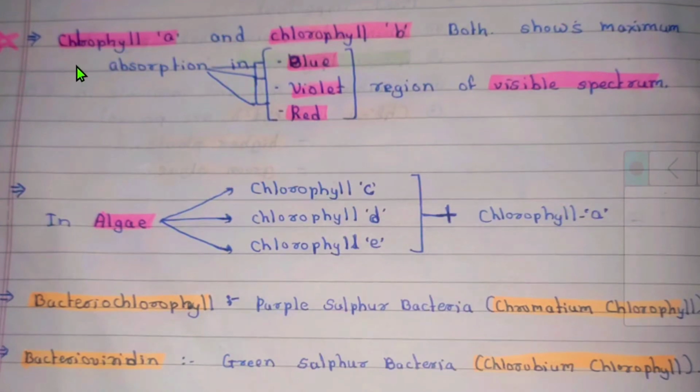About some important information, general knowledge. Chlorophyll A and chlorophyll B both show maximum absorption in the blue, violet, and red region of the visible spectrum. In algae, chlorophyll C, chlorophyll D, and chlorophyll E are present. Also, it contains chlorophyll A. And two terms which are important for entrances. The first one is bacteriochlorophyll, which is in purple sulfur bacteria, which is chromatium chlorophyll, and bacterioviridin, which is in green sulfur bacteria, which is chlorobium chlorophyll.